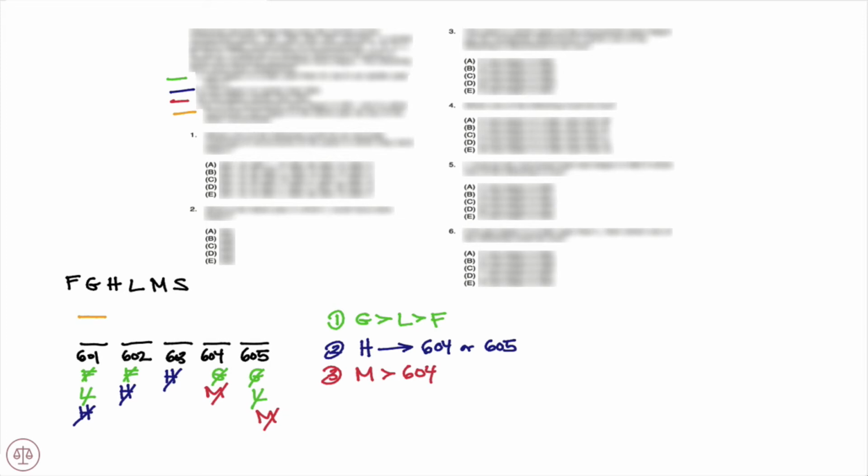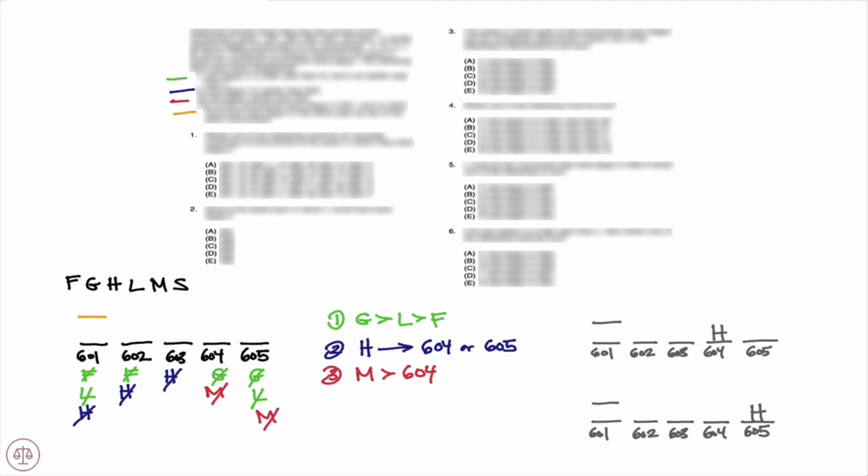Now, before we move on here, there is one deduction to make. No big deal if you don't make it before you proceed, because as we get to question number 2, you're going to notice they force you to make it anyway. But there are 2 possibilities. Either H is going to be in 604, or H is going to be in 605. So I'm going to draw both of those out here.